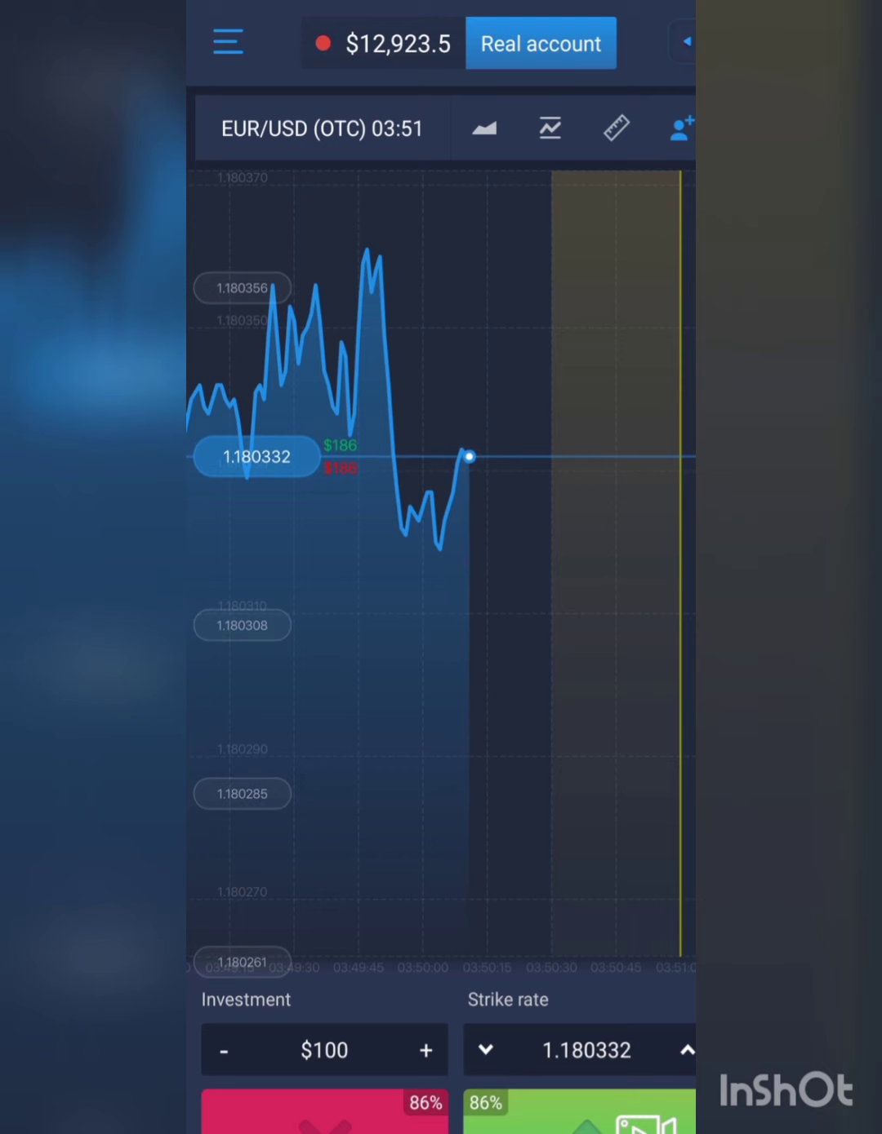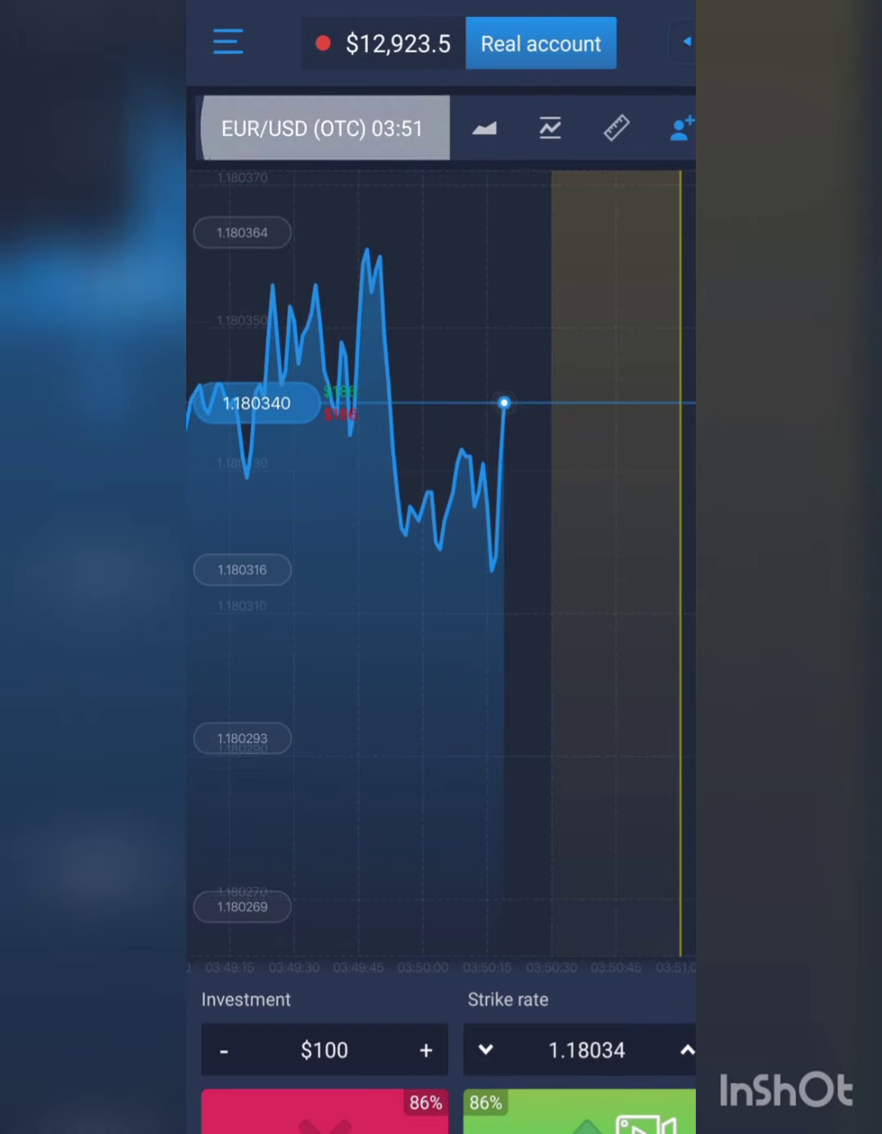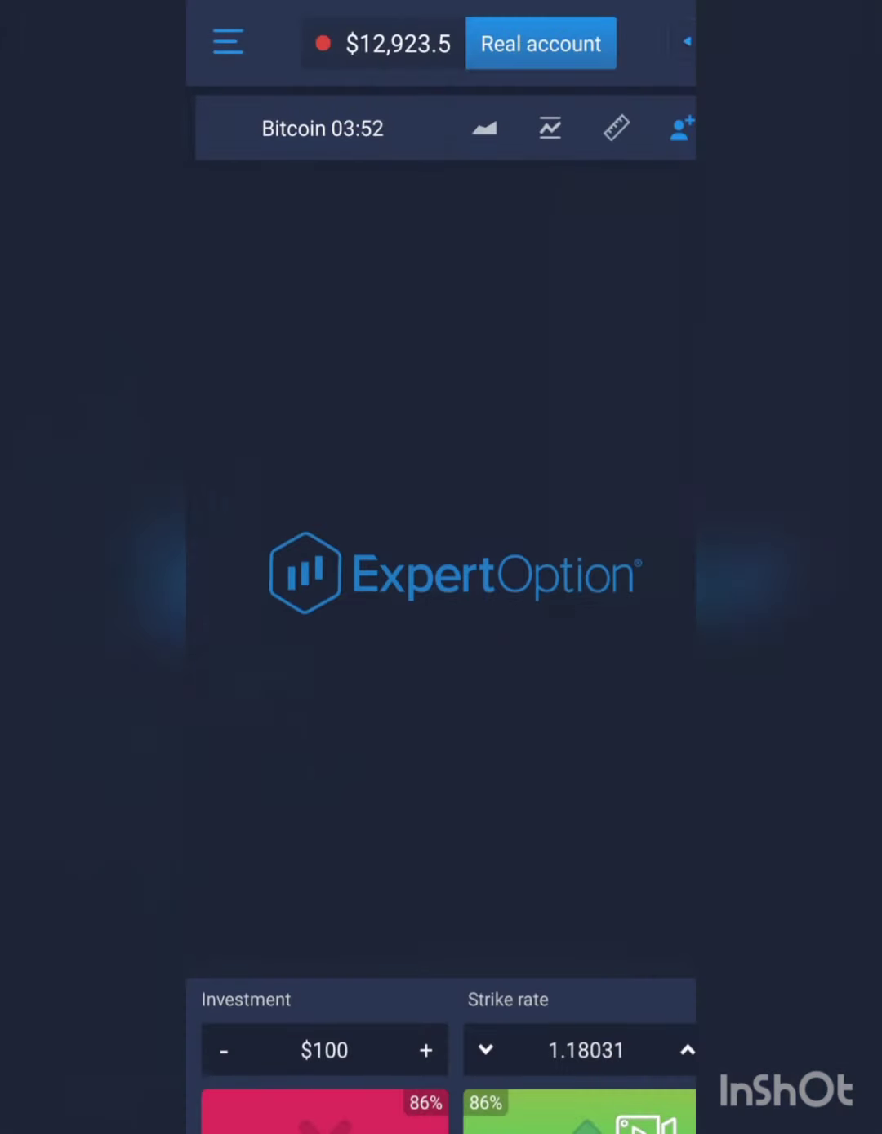Before starting a trade, first of all we have to check whatever stocks are available and their profit percentages. Let's check that. Interestingly, there are a lot of stocks available. The first one has 86% profit, with the euro exchange rate to US dollars over the counter, followed by Bitcoin exchange rate to Indian rupee forex, and followed by a cryptocurrency called Bitcoin. Okay, so let me go for the cryptocurrency Bitcoin, having 79% profit.